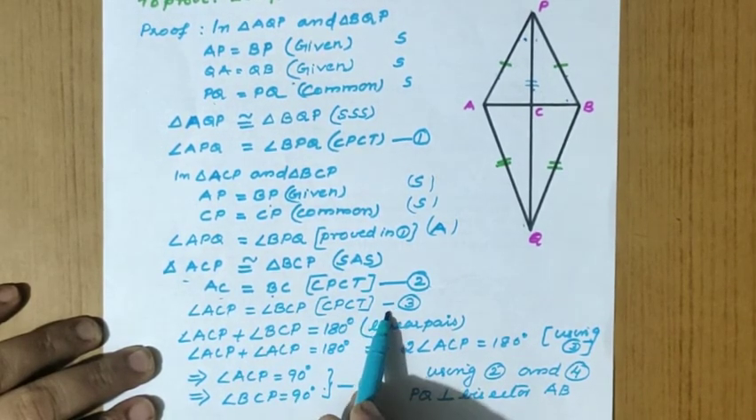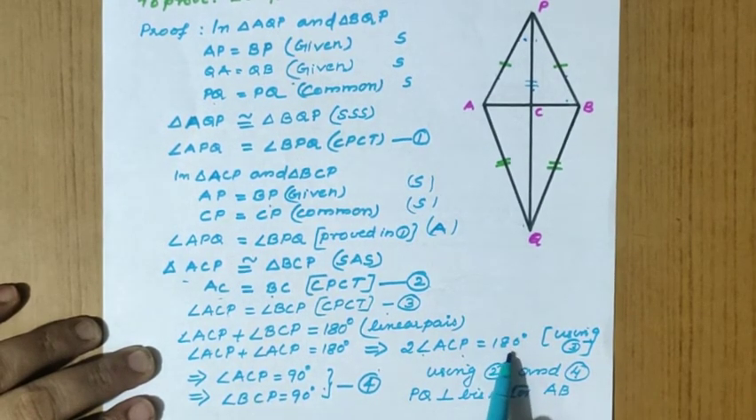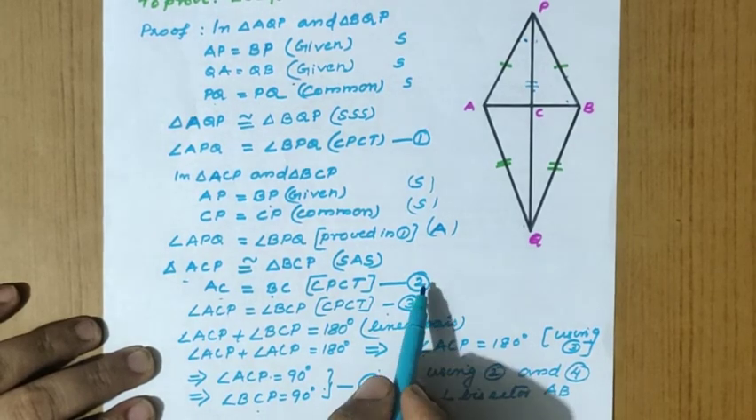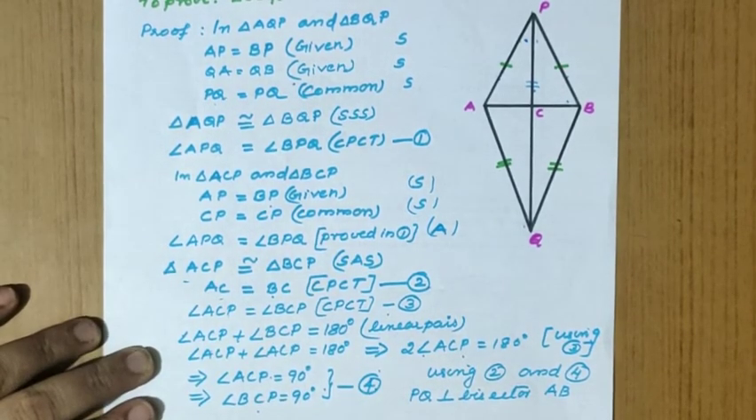Now using 3, what can you say? Both are equal to each other. So 2 times angle ACP, or 2 times angle BCP, equal to 180. That means angle ACP or angle BCP equal to 90 degrees. Now we can make the conclusion, how? Using 2 and 4, PQ is the perpendicular bisector of AB. PQ is the perpendicular bisector of AB.